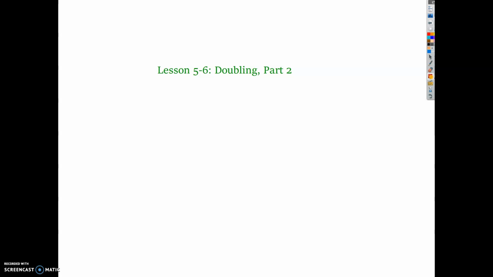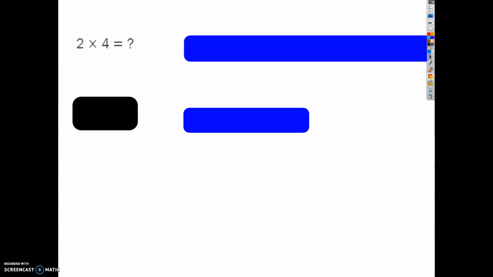Hello and welcome back. We're going to work on lesson 5-6 and we're going to continue to work on our skill of doubling. I would like you to get out your whiteboard marker and eraser, and on that whiteboard I would like you to write down the answer to 2 times 4 and record or write down the rest of the fact family for 2 times 4 on your whiteboard. Pause the video and then come back when you are finished.